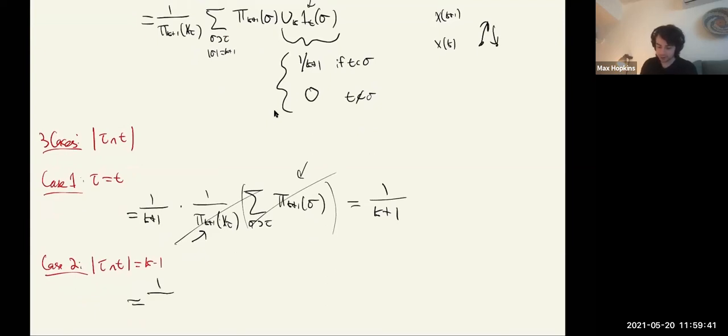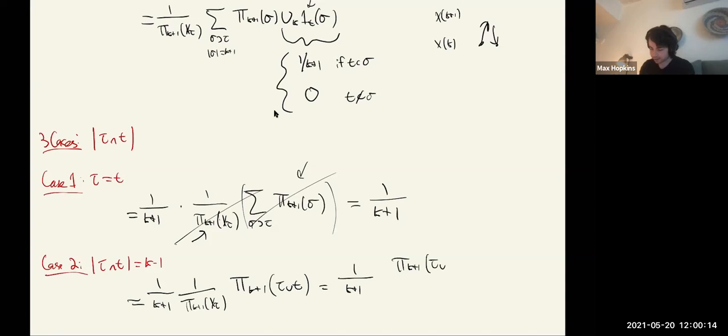So again, we'll end up getting a 1 over k plus 1 from the up operator applied inside. We'll still have this normalization term, pi k plus 1 of x tau. And then in this entire sum, the only thing that survives is tau union t. So what do we get in the sum? I've already pulled out the 1 over k plus 1, but the main probability is pi k plus 1 of tau union t. So maybe writing this a little bit more nicely, 1 over k plus 1, pi k plus 1 of tau union t divided by the link probability, pi k plus 1 of x tau.